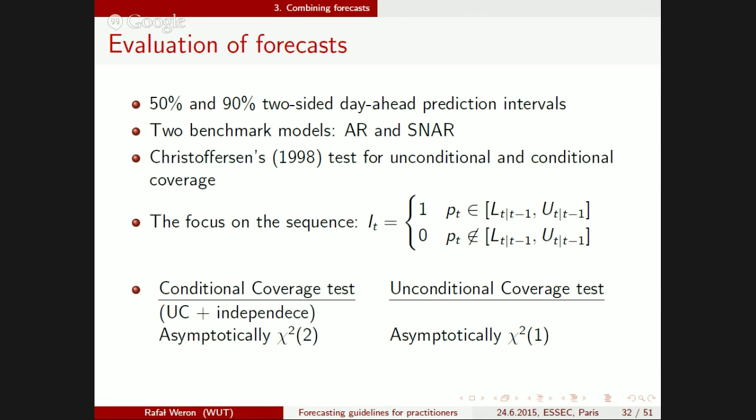So we focus on the sequence of exceedances. If the observation falls into the interval, we give a value 1. If it falls outside, we give value 0. And we can check whether the number of ones corresponds to the nominal coverage, meaning, let's say, 95% ones we have in this series if this is a 95% interval, and if they do not cluster. This is the independence test. So conditional coverage is the unconditional coverage, meaning if we get the nominal coverage right, plus independence, meaning no clustering of these observations.